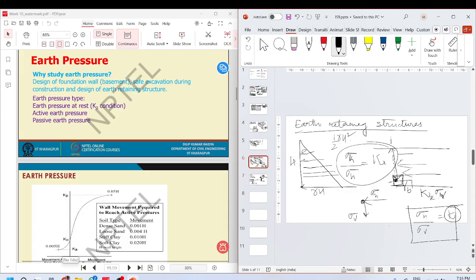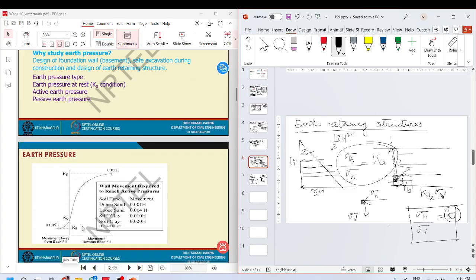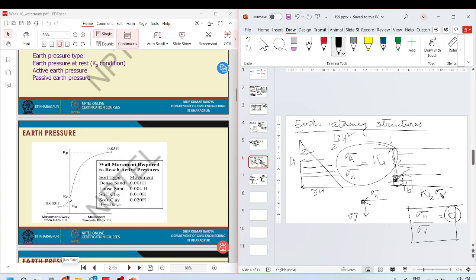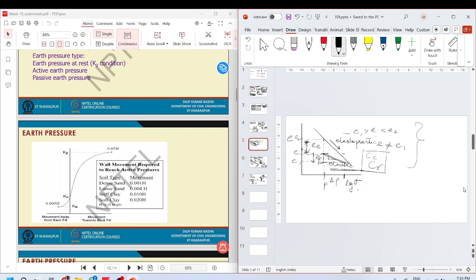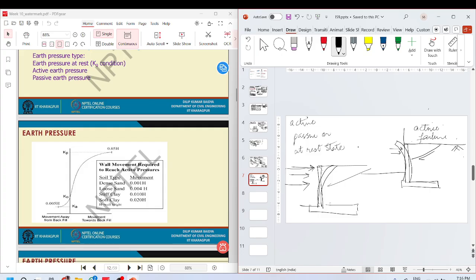Wall movement required to reach active pressures. For the active pressures, you need smaller deflection. Movement away from backfill, as we mentioned here, will give rise to active earth pressure. Movement towards backfill will give rise to passive earth pressure.